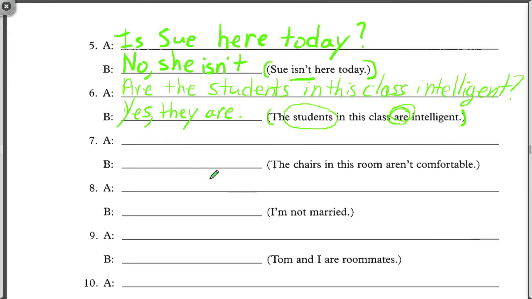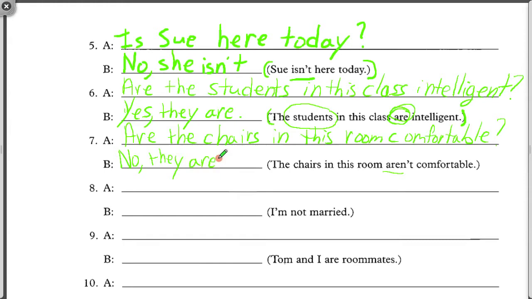Number 7, the chairs in this room aren't comfortable. So here it's are. So you say, are the chairs in this room comfortable? And you would say aren't. So here it's aren't. No, they aren't.